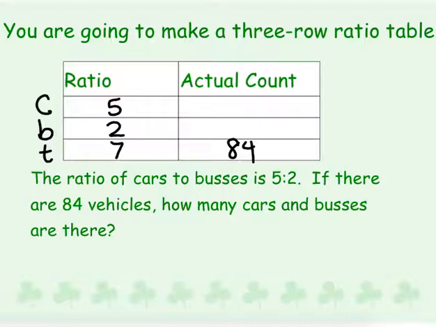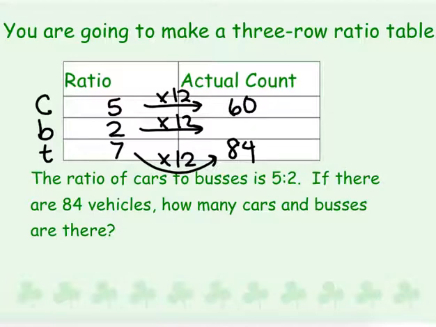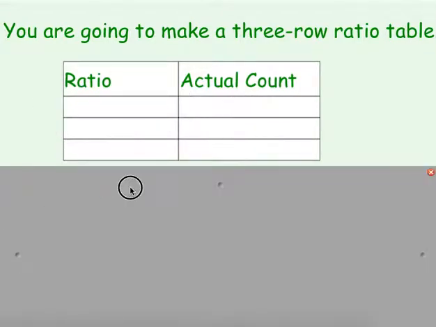And so I can see a pretty easy scale factor here to say 7 times 12 is 84. So I'm going to do that all the way across. I'm going to multiply by 12 with all of these and make sure that this works out. So we get 60, and we get 24, which does add up to 84. So we have 60 cars, 24 buses for my total of 84.